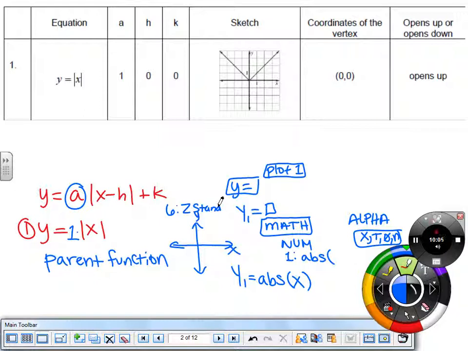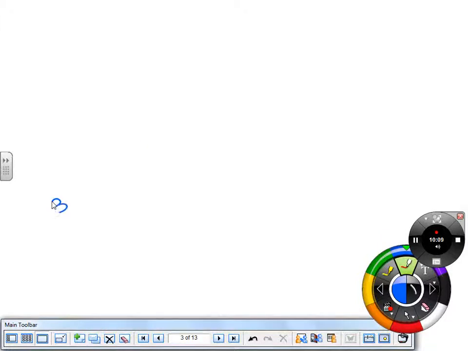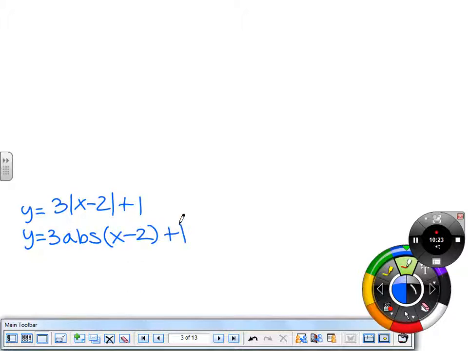Remember that if you want to type something in front of the absolute value function, like if I want to type this function into my calculator, I'm going to type in the number 3. I'm going to go get my absolute value function. Then I'm going to type x minus 2 and close it. And then I'm going to type plus 1. And remember that your calculator has minus for minus and negative for negative. So if you mix them up, you'll see different results.